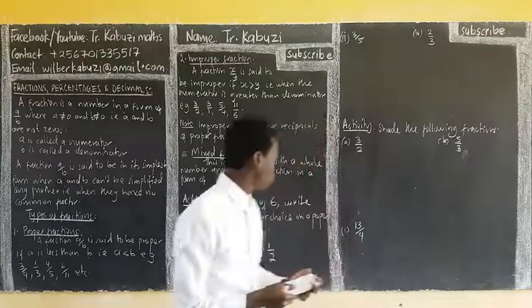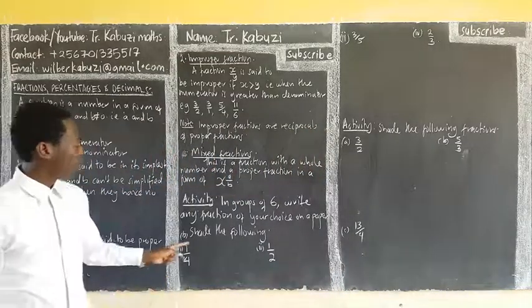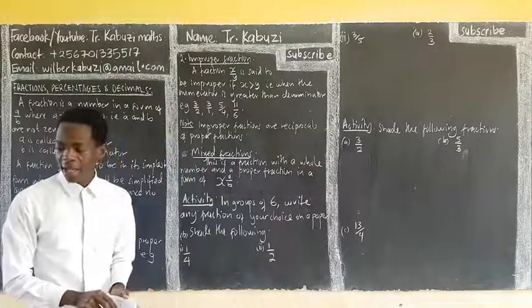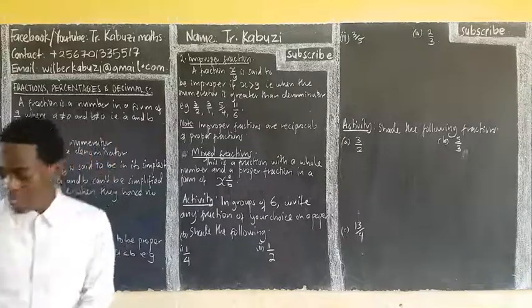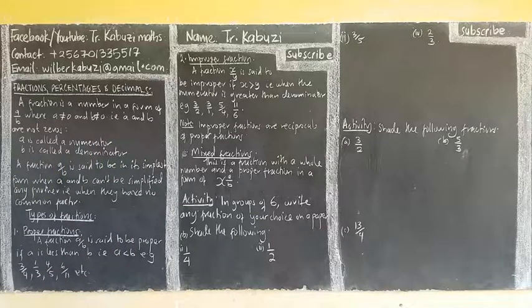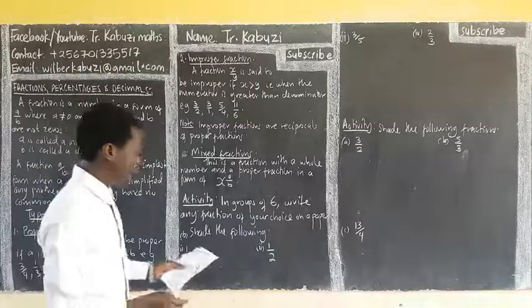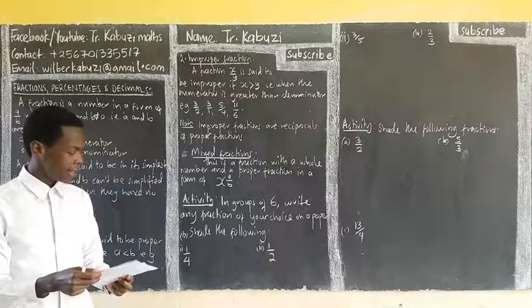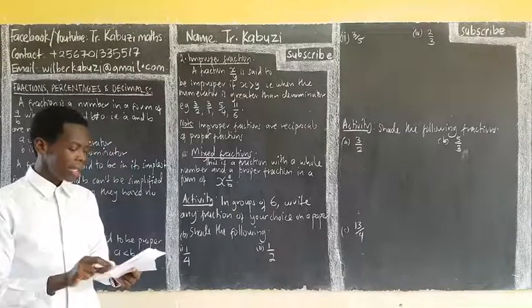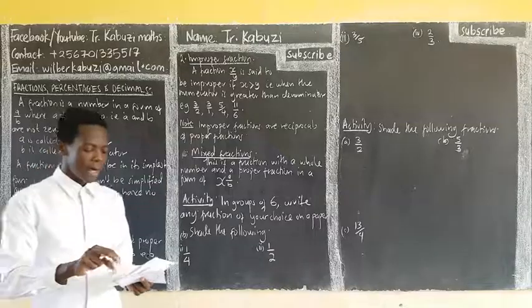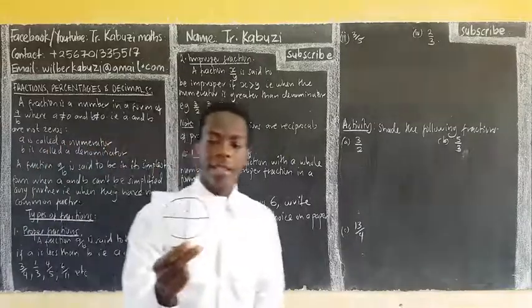Now let us go to the next part. It was shade the following, and these ones are marked correctly. These ones here. Shade the following. So we start with a quarter. I'm going to have the first group with a quarter. This is what they shaded. This is their shading.